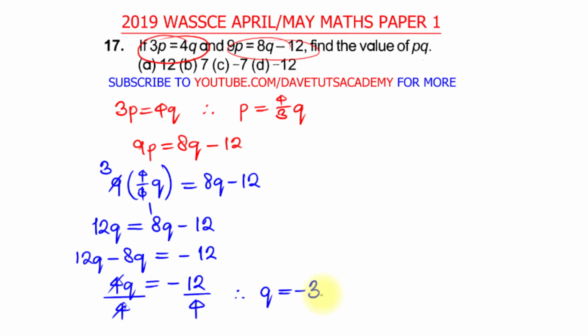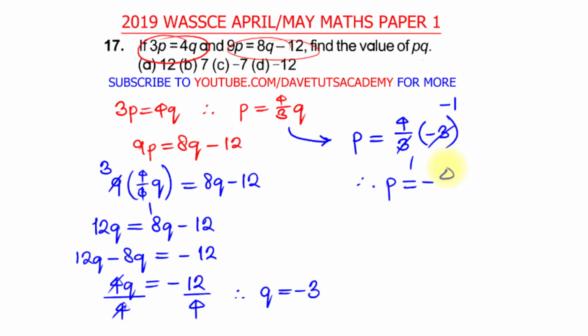since we have gotten q to be minus 3, in this equation we can now say p will be 4 over 3 of q, but q is already minus 3, so we can just say of minus 3. 3 can go here 1, 3 in minus 3, that is minus 1, such that p is equal to 4 times minus 1, and that is minus 4.